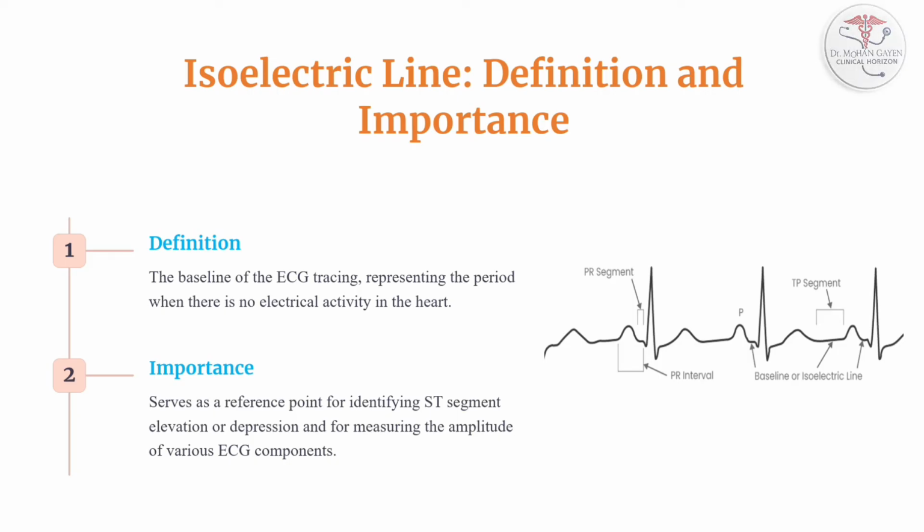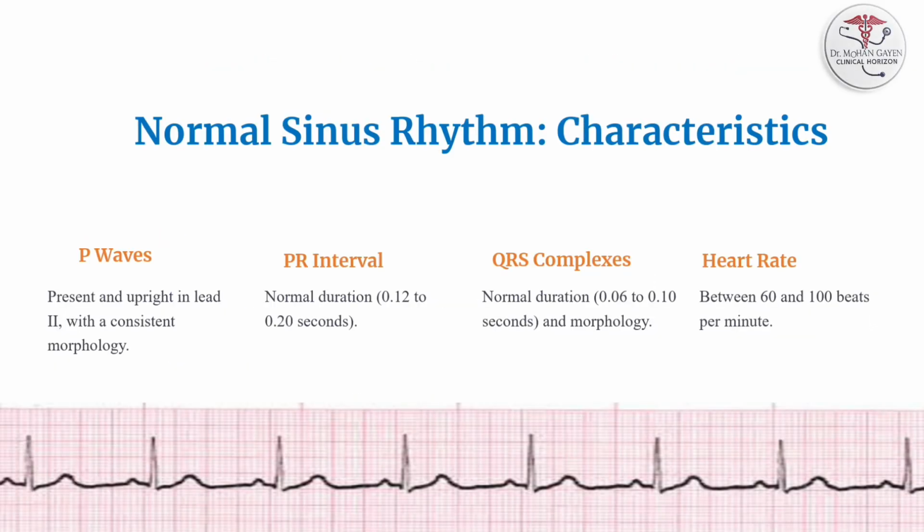Normal sinus rhythm. Characteristics. A normal sinus rhythm is the ideal heart rhythm, originating from the SA node at a rate of 60 to 100 beats per minute. It is characterized by P waves that are upright in leads 1 and 2, each followed by a QRS complex, with a PR interval between 0.12 and 0.20 seconds. The QRS complex is narrow, indicating proper conduction. Recognition of NSR is the foundation of ECG interpretation, as any deviations from this pattern suggest underlying cardiac abnormalities.